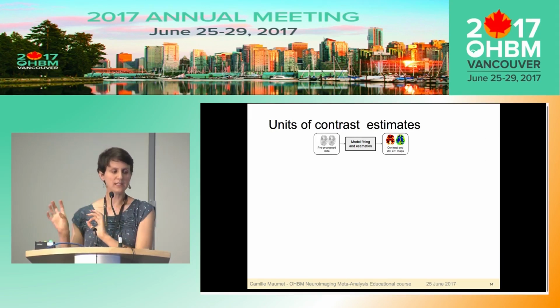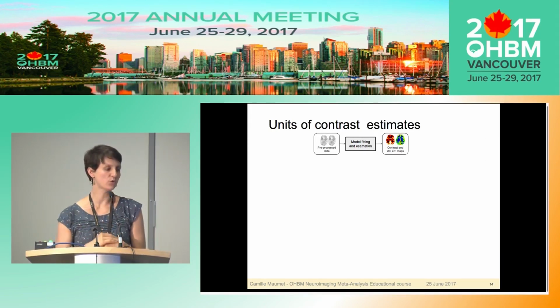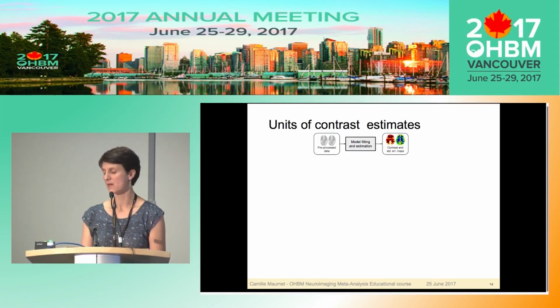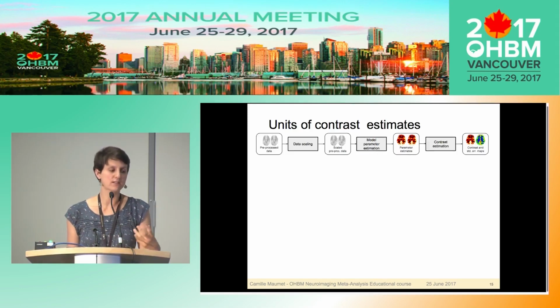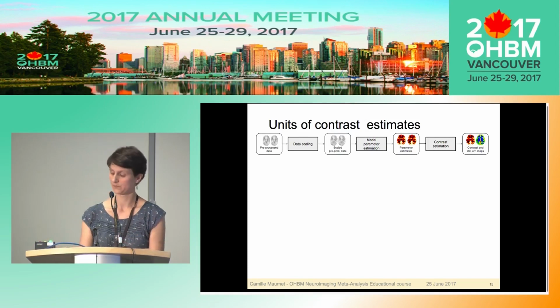So here we have one of our statistical analyses where we are going to, on preprocessed data, fit a model, and then get our contrast and standard error map. But in fact, we don't have a single step, but several steps, and each of them is going to impact the units of our contrast maps.